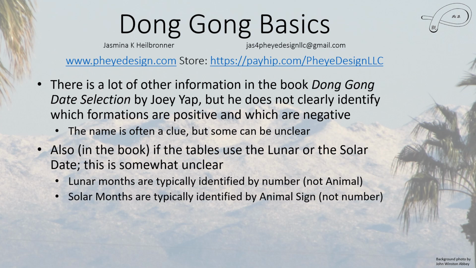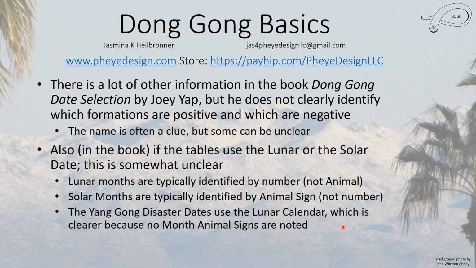The solar months are typically identified by an animal sign, and that comes through the Bazi, and not a number. But there are many charts where he puts both the animal sign and the number, and I'm not really sure which one takes precedence. Sometimes one is bigger than the other. Does that tell me something? I don't know. So there's a lot more research I need to do, and I'm not going to show you stuff where I'm not quite clear on which one is correct. Is it lunar or solar?